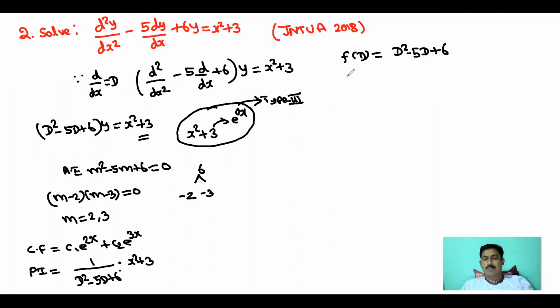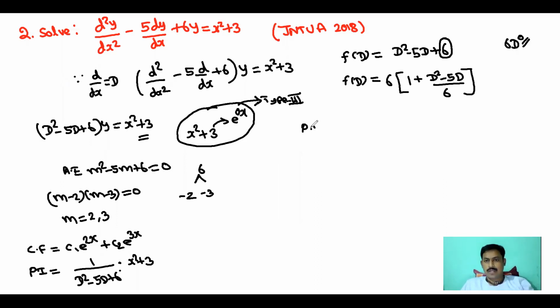This can be written in 1 plus form by taking the lowest degree term out. Here the lowest degree term is 6, which is 6 into D power 0. So this is your lowest degree term. If you take 6 out, you will get 1 plus (D square minus 5D) by 6. Now this is your 1 plus phi of D form. Substituting in that, you will get your PI equal to 1 divided by 6 into (1 plus (D square minus 5D) by 6) into x square plus 3.